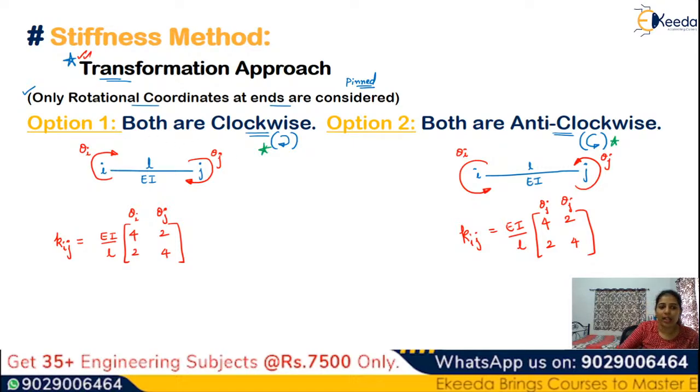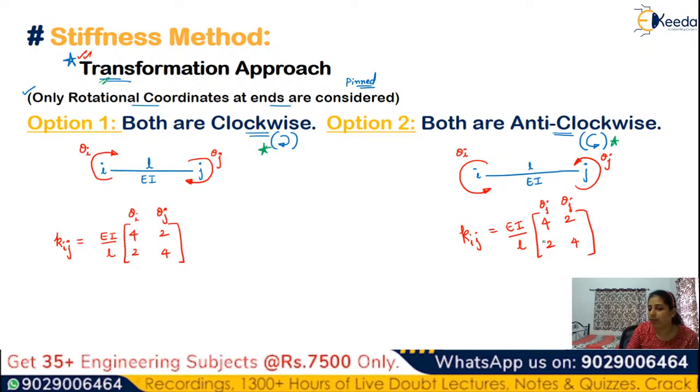So if you're going for the transformation approach of the stiffness matrix, we can use two types of stiffness matrix. One is, if you take both of the rotations as clockwise at both ends, you will use EI by L times [4, 2; 2, 4], and if it is anti-clockwise, it will be the same, EI by L times [4, 2; 2, 4].